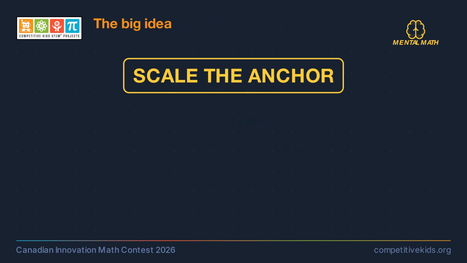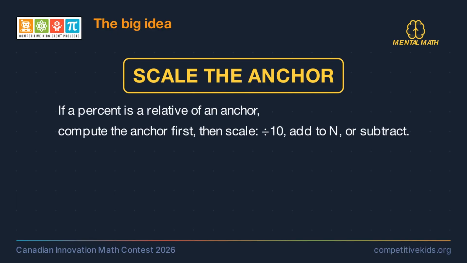This is the scale the anchor rule. If a percent is a relative of an anchor, compute the anchor first, then scale it. Divide by 10, add it to n, or subtract it from n.